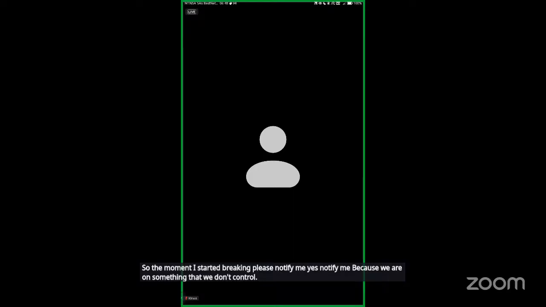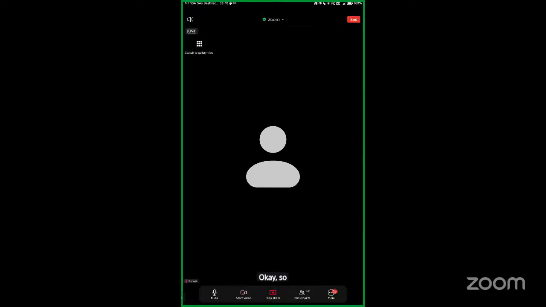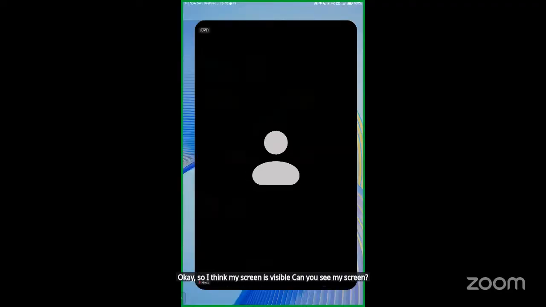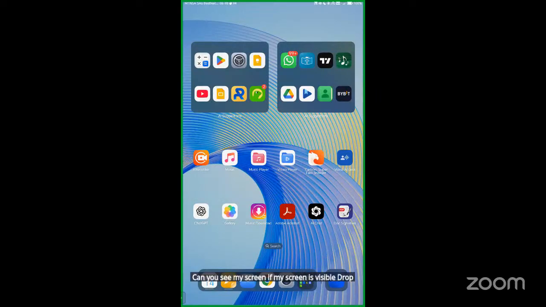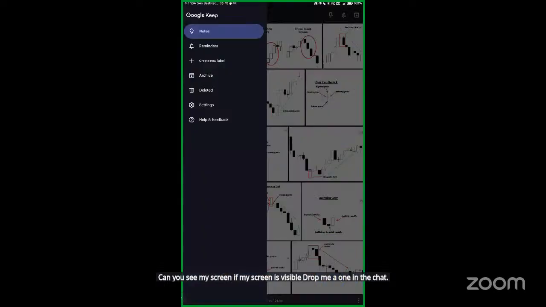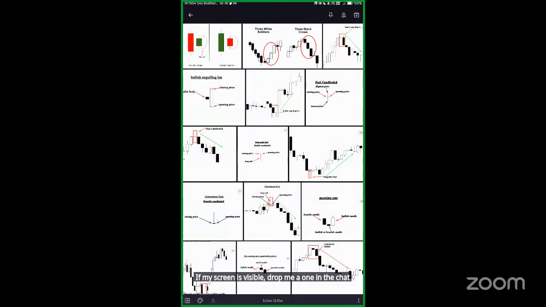Okay, so I think my screen is visible. Can you see my screen? If my screen is visible, drop me a one in the chat.